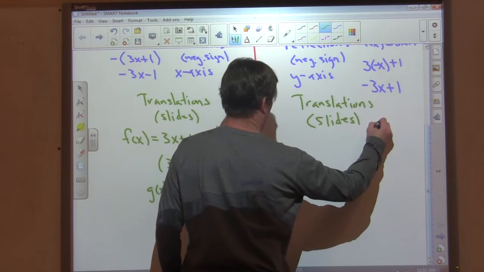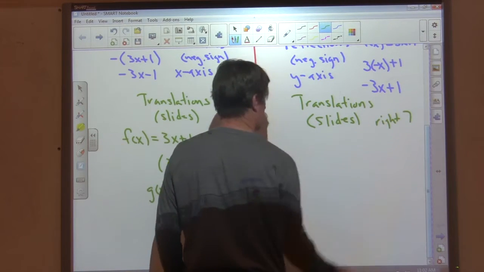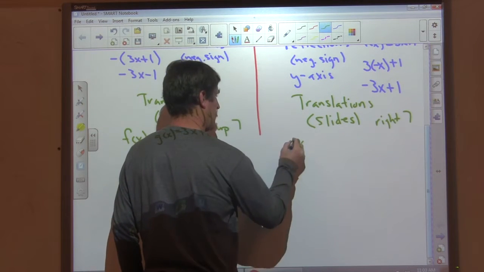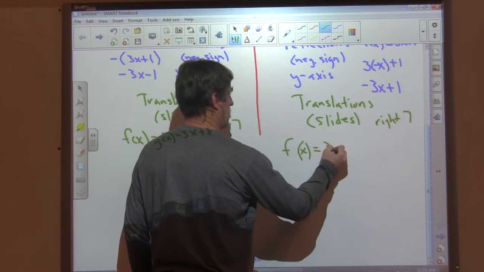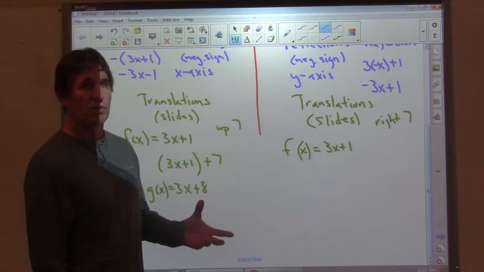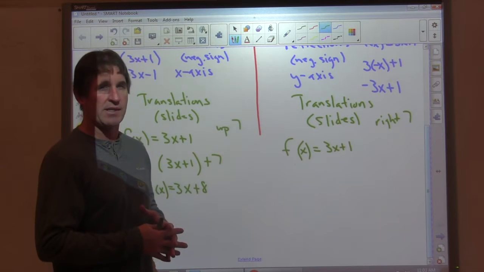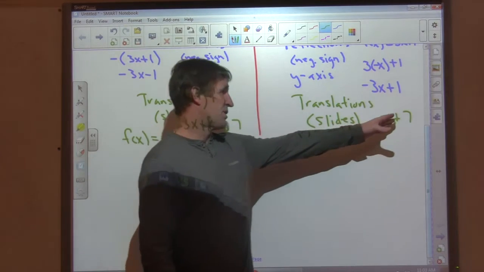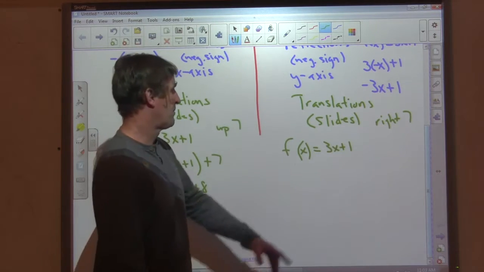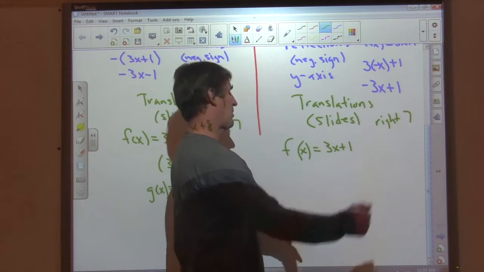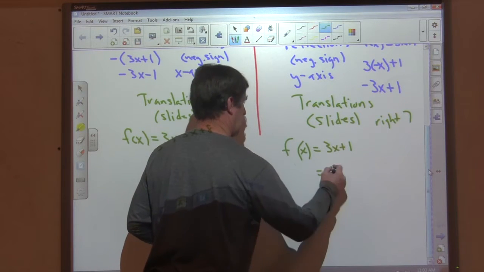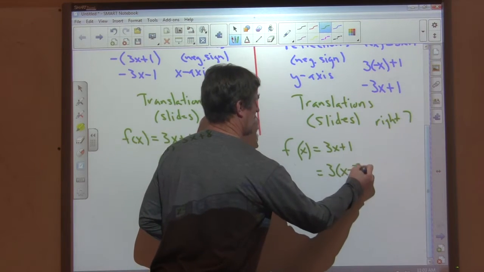And now let's do this one, right 7. So now remember, anytime it's horizontal, with our function f of x equals 3x plus 1, it just affects the x. And here's what you have to remember about horizontal. It's always the inverse of what it says. So when it's right or left, that's addition or subtraction. That's the additive inverse, which is the opposite. So since this is right 7, you would think that'd be plus 7, but it actually becomes the opposite of that. And so it becomes 3 times x minus 7, and again, it just affects the x.